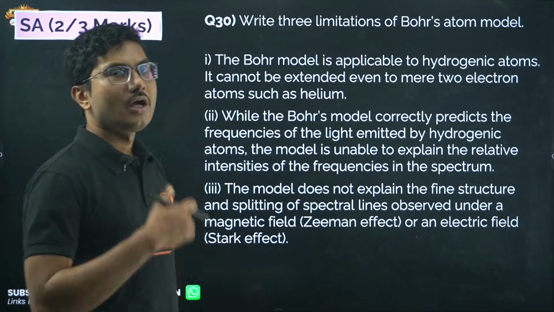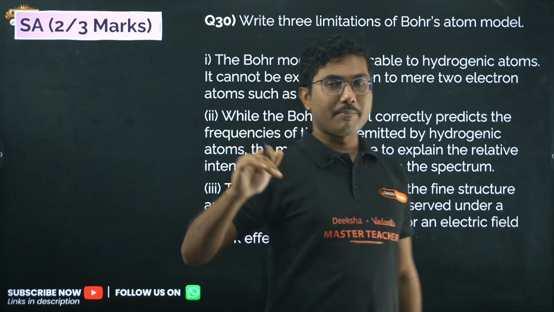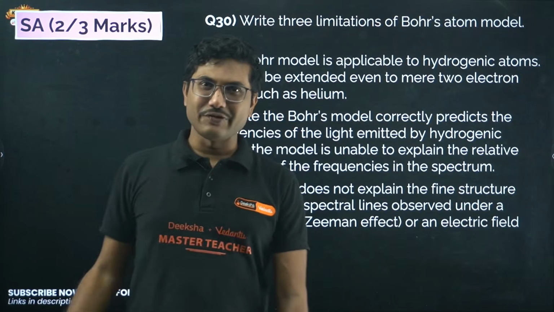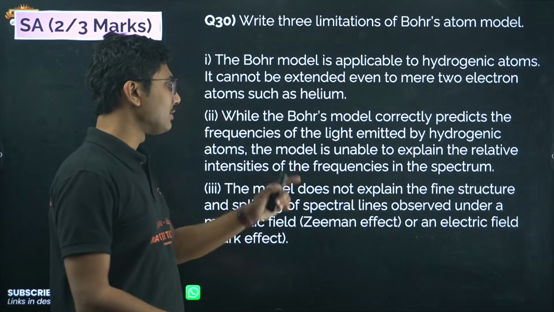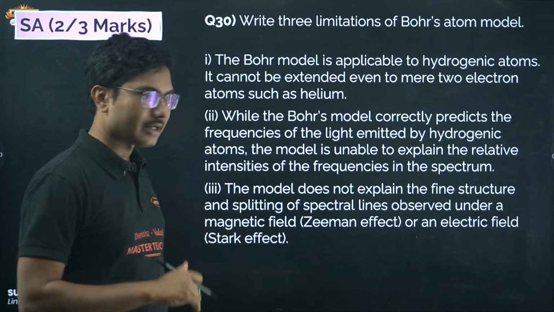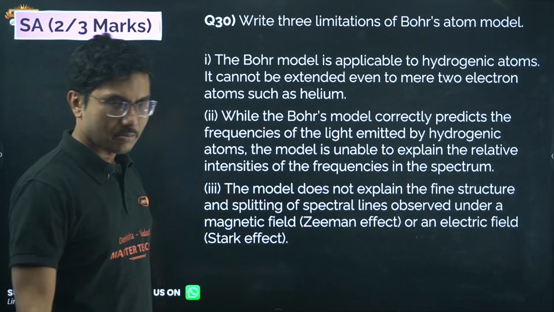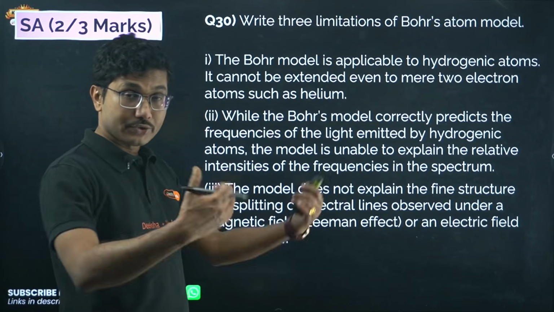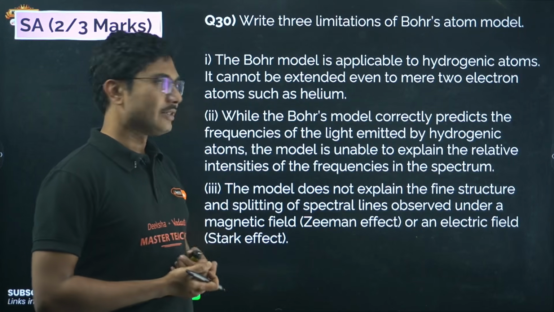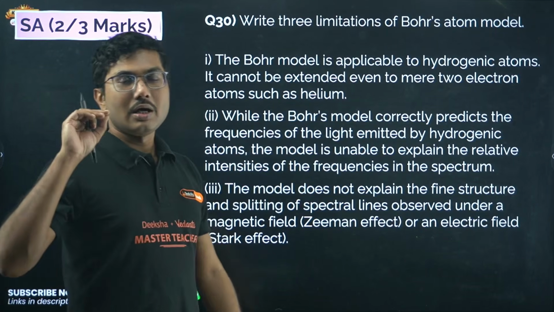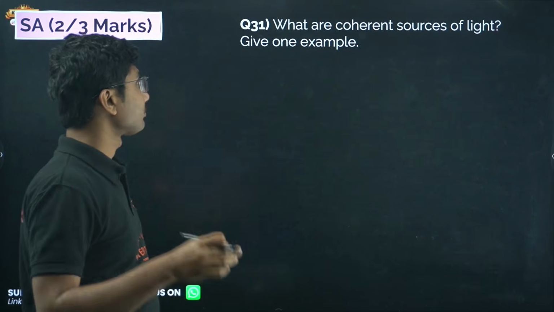Fine structure means when you are observing a spectrum, if you apply any external electric or magnetic field, the line splits into more than one line. One is called Zeeman effect, another one is called Stark effect. And that cannot be explained using Bohr's atomic model. Zeeman effect and Stark effect were observed, but the theoretical explanation came much later than this. So this is one of the problems with Bohr's atomic model.